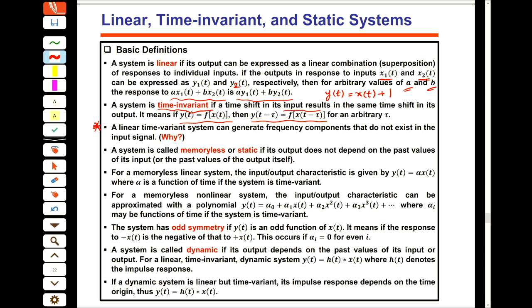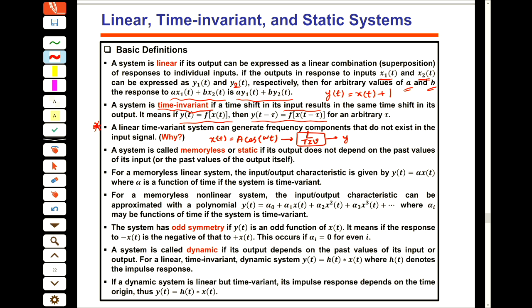The system could be linear, but could be time variant. Okay? But it generates a frequency component which is not in the input. I mean that if I have x(t) equals a cosine omega t, and then I send it to a system that is linear but time invariant.